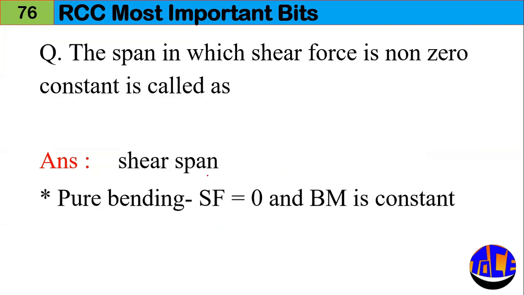Question number 76. The span in which shear force is non-zero constant is called as shear span. The answer: shear span. In the span where the shear force is constant and has a non-zero value, that span is called shear span. Whereas pure bending is where the shear force is 0 and the bending moment is constant. So that span is called the pure bending.